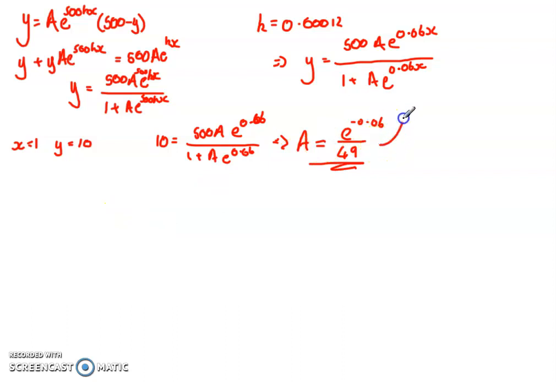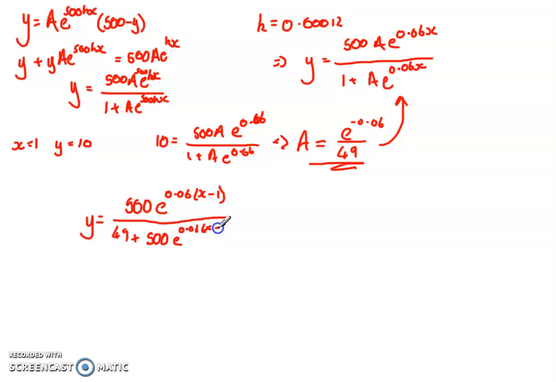So if I substitute this into here and do a bit of algebra to simplify it down, what I'll end up getting is an equation that states that Y equals 500 e to the power of 0.06 bracket X minus 1 on the numerator over 49 plus 500 e to the power of 0.06 X minus 1 on the denominator.